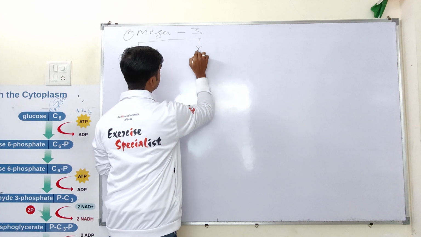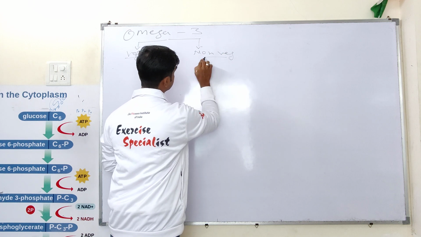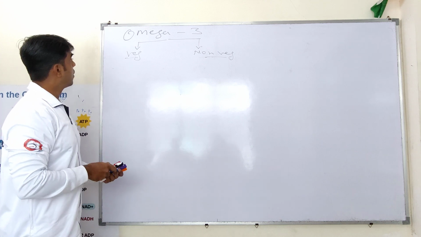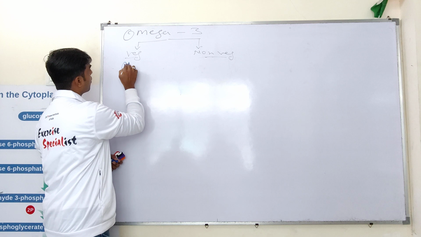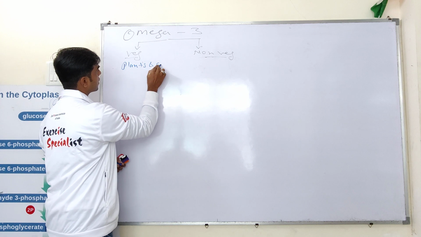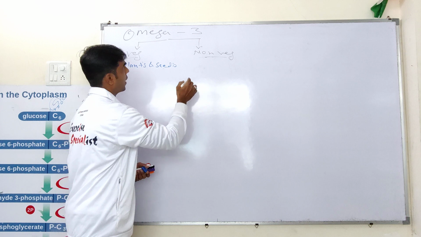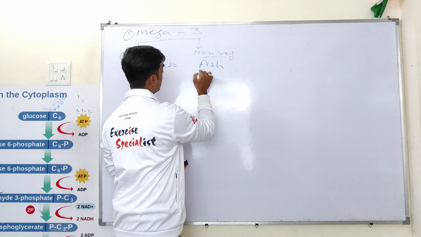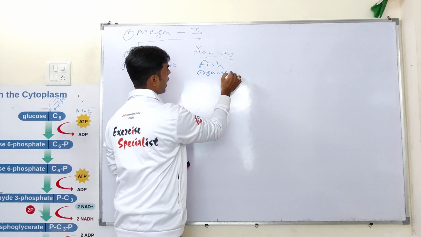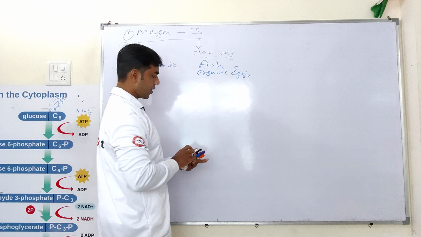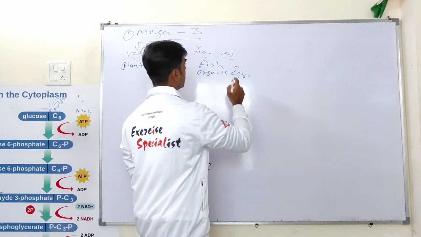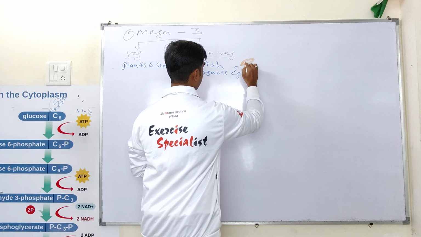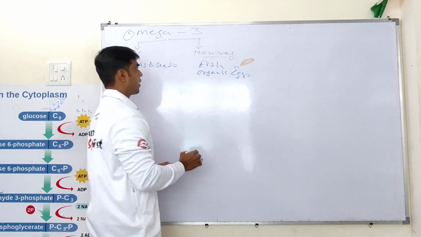vegetarians and non-vegetarians, right? Basically, vegetarians will get omega 3 from plants and seeds, and non-vegetarians will get it from fish or organic eggs, or a supplement called fish oil, a capsule of the fish oil, right?